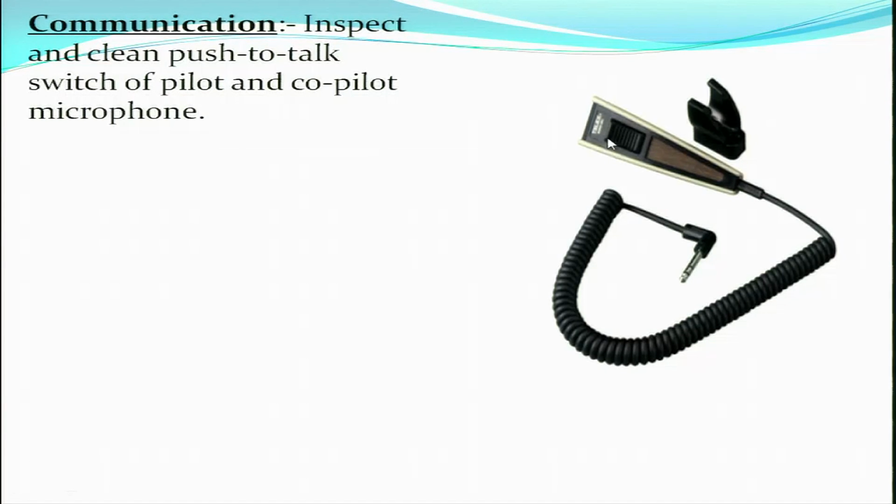In the communication, we need to inspect and clean the push to talk switch. This is the switch which is pushed while we talk and the pilot communicates with the control tower. He uses this push to talk switch and this is inspected and cleaned during the 100 hours inspection.